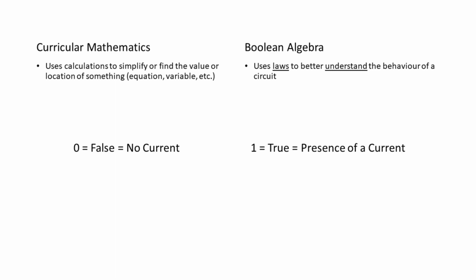In Boolean algebra, since ones and zeros are the most efficient way to store information, which are bits, 0 is used to represent something that is false, and 1 is used to represent something that is true. False means a lack of a current, and true means there is a current.